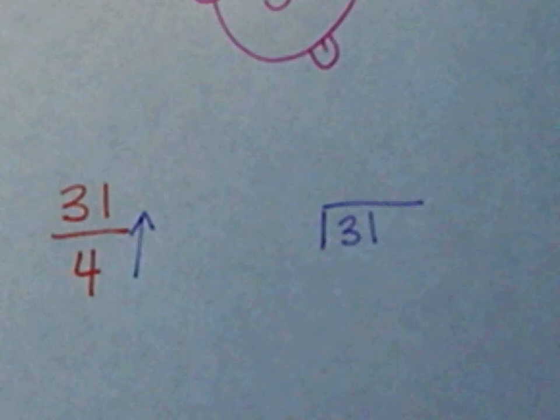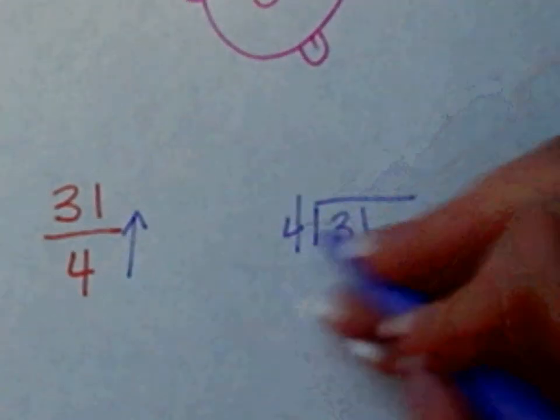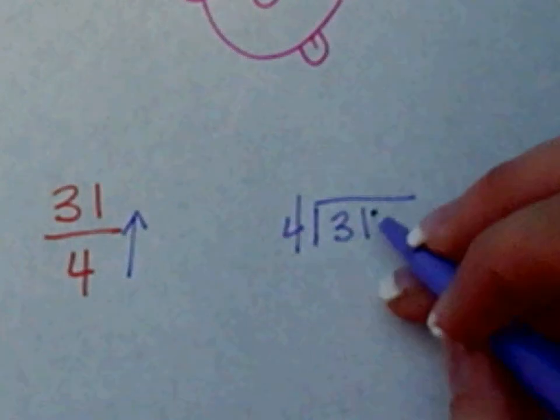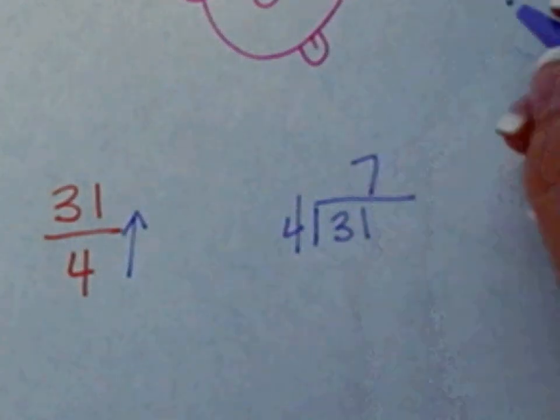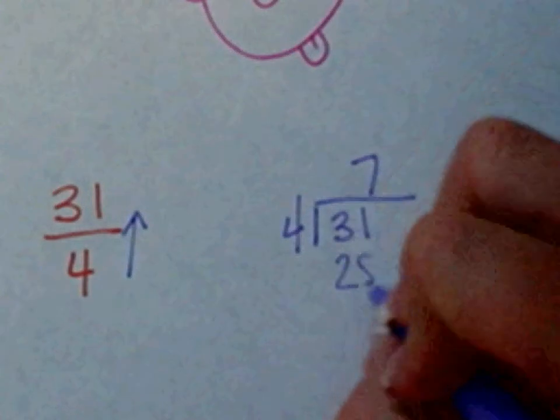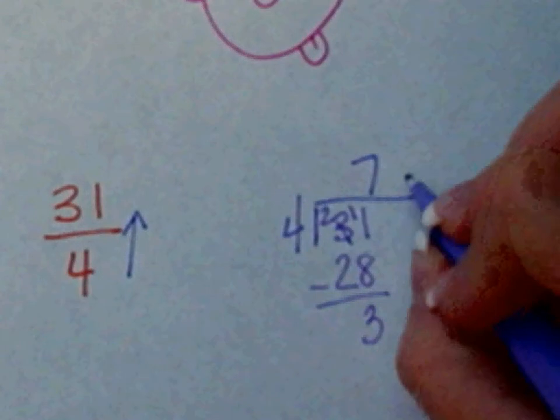31 is the top dog in my house. 4 is on the outside. 4 does not go into 3, but it does go into 31. How many times? 7 times. 7 times 4 is 28. Subtract, and you get 3.